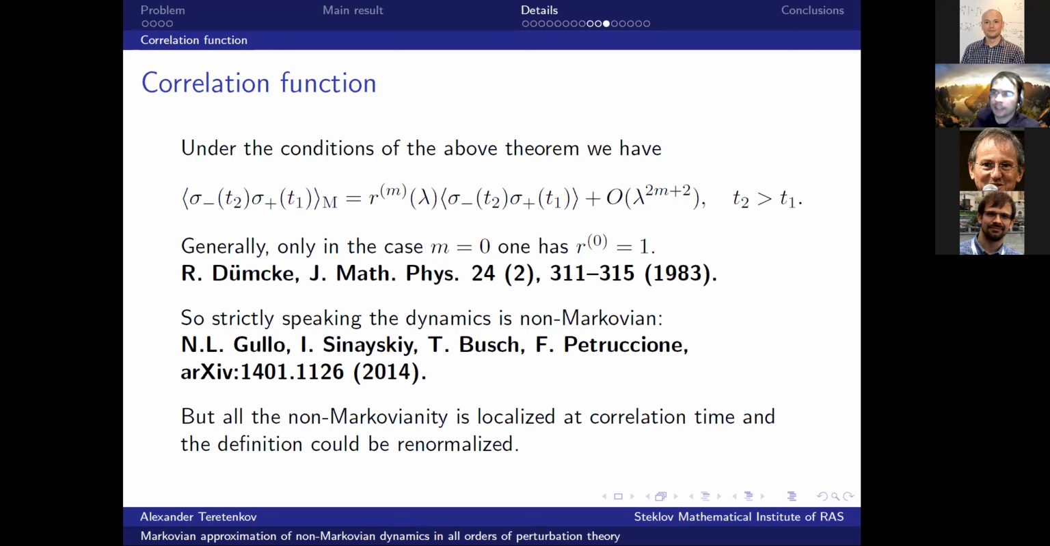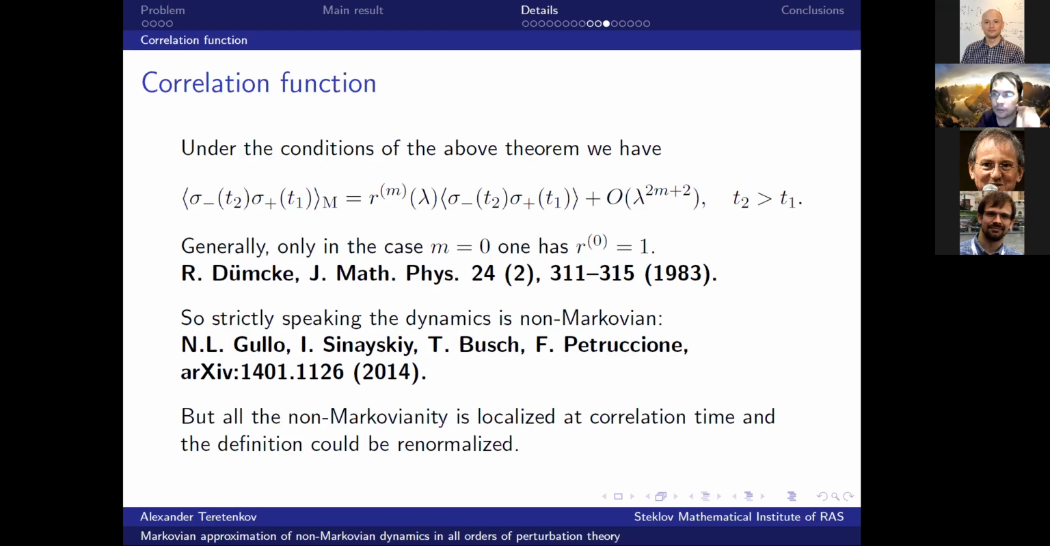And as I said, many people think that the initial dynamics is highly non-Markovian, and this is not very trivial. What is non-trivial is that it is possible to log all this non-Markovianity at these initial times. And if one then just redefines the Markovian correlation functions by dividing by this renormalization condition, then of course the Markovian and non-Markovian correlation functions would coincide.